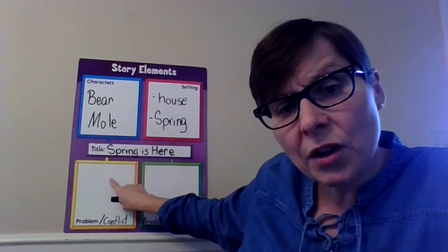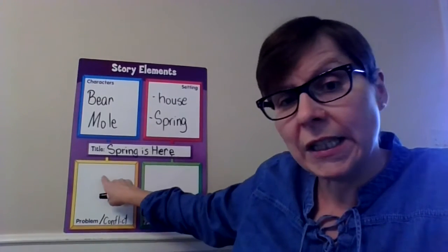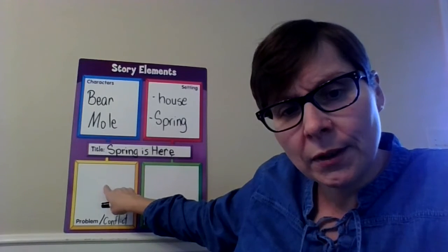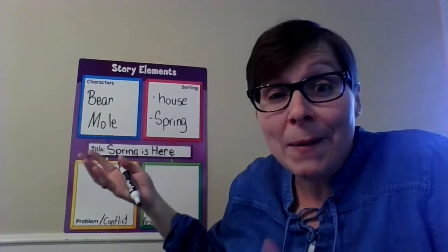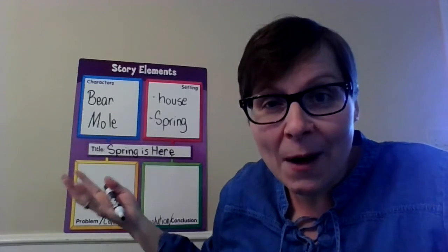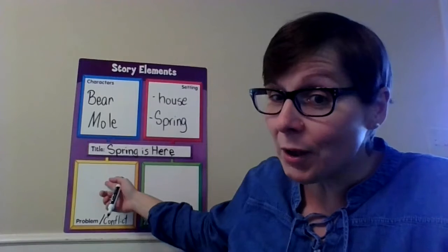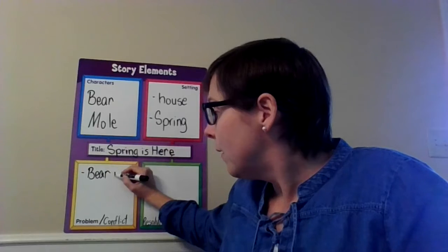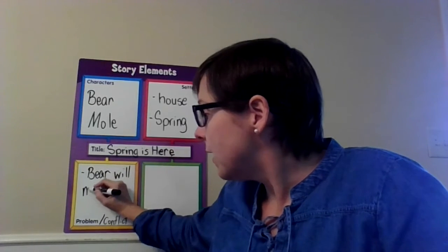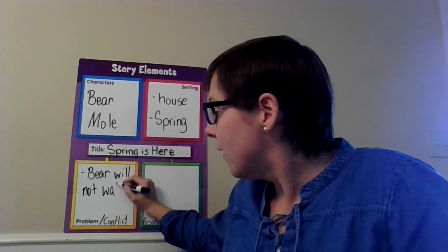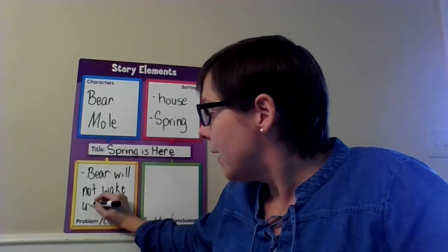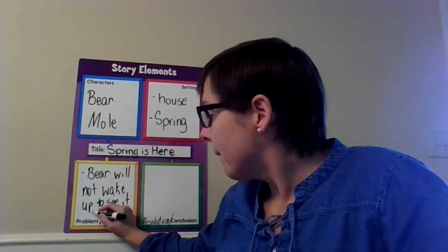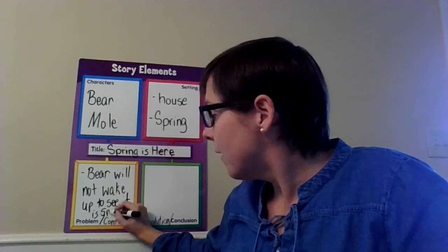I think we can already start to think about what the problem or the conflict is in the story. What is happening? What is Mole trying to do? Yes, he's trying to wake Bear up. Bear is sleeping and he will not wake up. So that is our problem or conflict right now. Bear will not wake up to see it is spring.